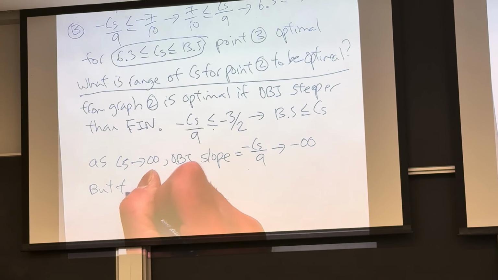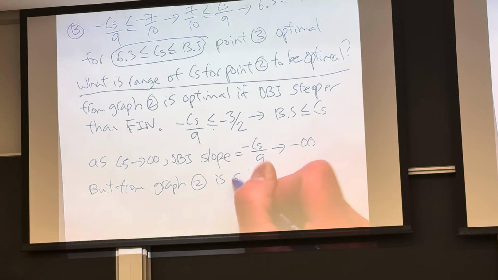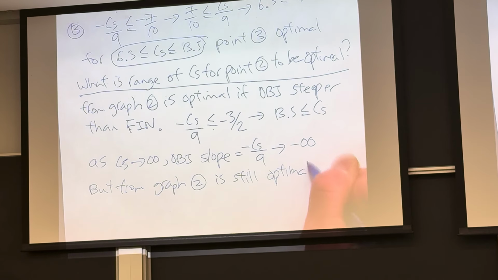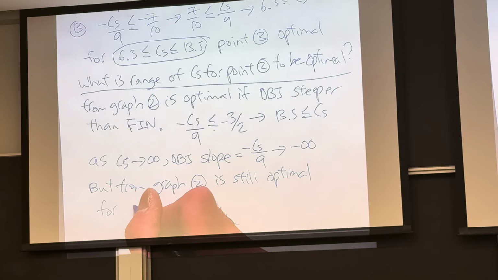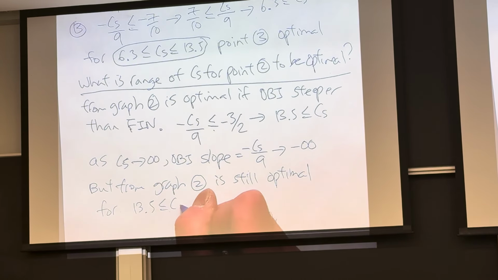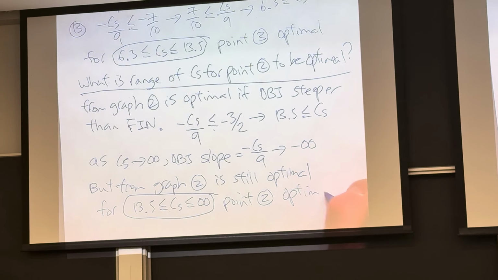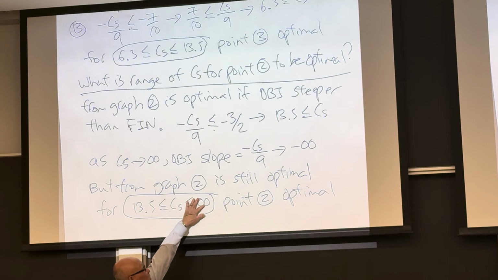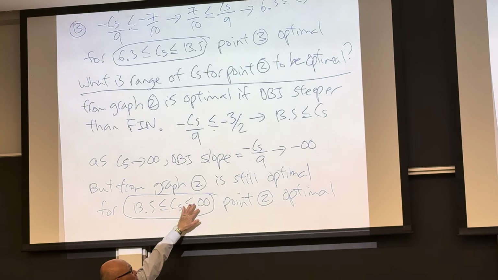But from the graph, 2 is still optimal. And so, as long as CS is bigger than 13.5, there's really no limit on that, and we see 0.2 optimal. Now on the test, if you don't put something here, I'm going to assume you don't know what you're doing, and you're going to get marks deducted, okay? So you have to indicate if there's a range or not, right?